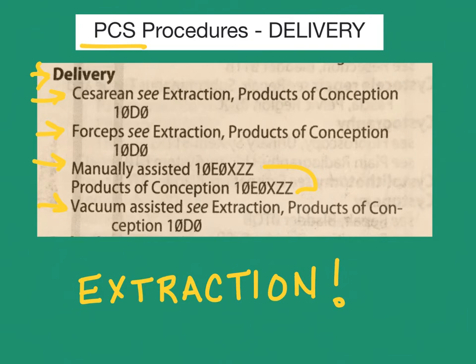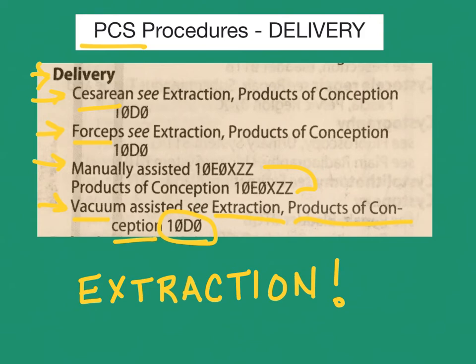On the other hand, the subterms of cesarean, forceps, vacuum, those subterms are telling you to code to the root operation of extraction. And then our body part character, when we get to extraction, in this case, is products of conception. This is the body part, which leads us to this particular table.